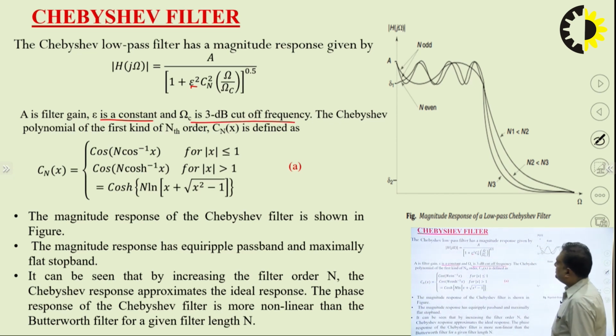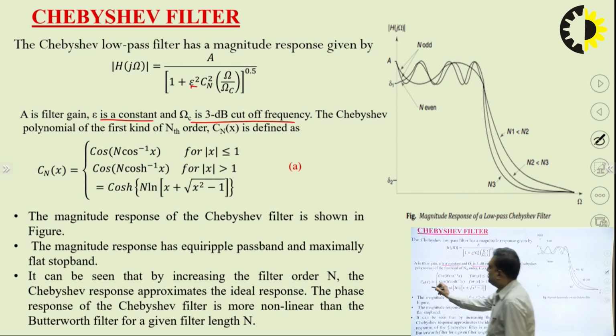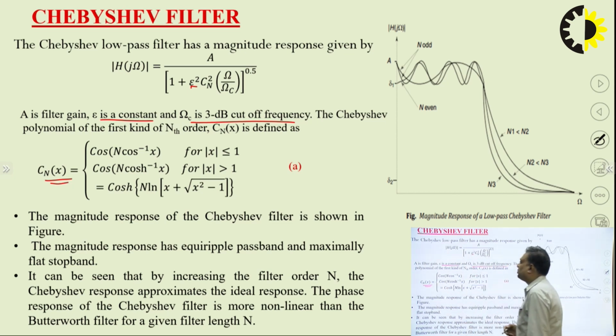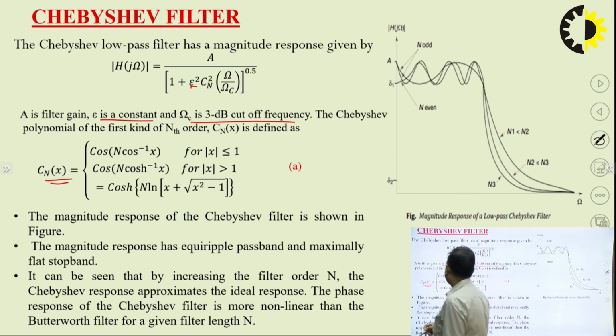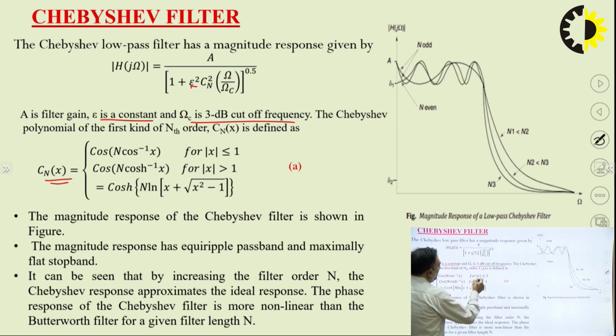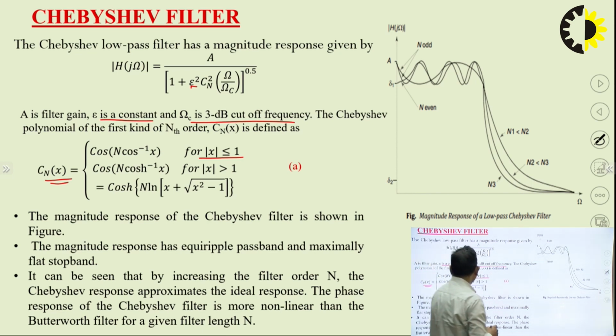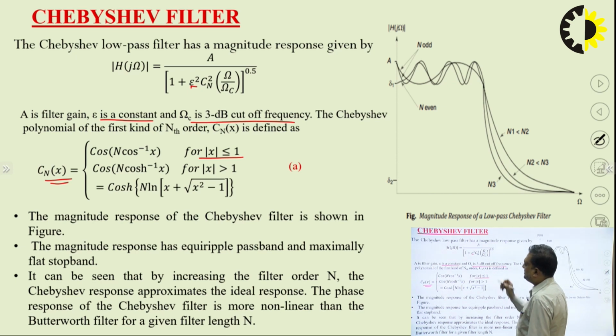Okay. So now what is this Cn(ω by ωc)? This is Cn(x), called the Chebyshev polynomial of the first kind of nth order. The value of this Chebyshev polynomial depends upon this value x, and for all values wherein mod x is less than or equal to 1, the formula for Cn(x) is cos of n cos inverse x.